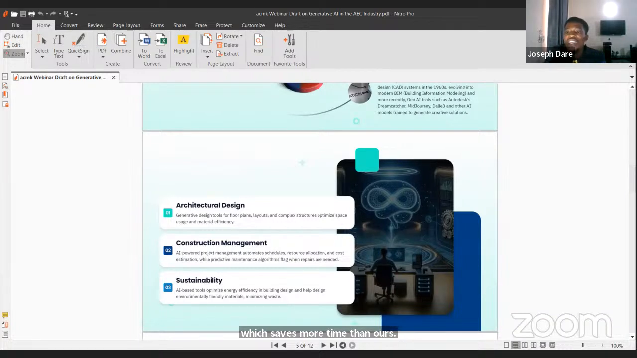Sometimes rendering can take as long as 12 hours as an architect. But now with the advent of AI, within minutes, you can generate 3Ds and animations of those projects in less time. So it saves time and it is also sustainable.